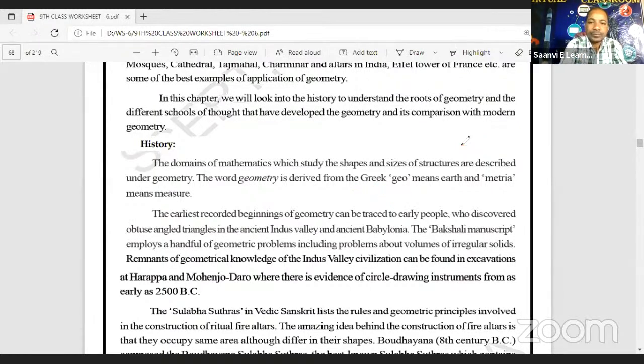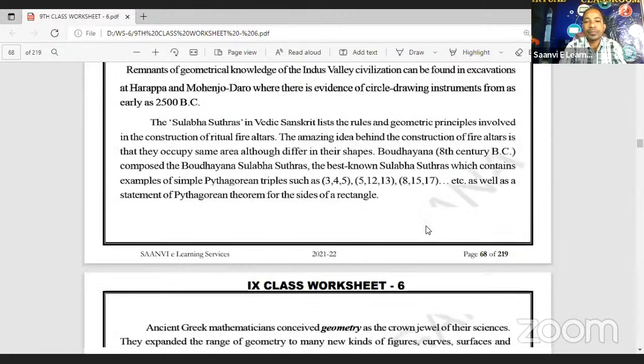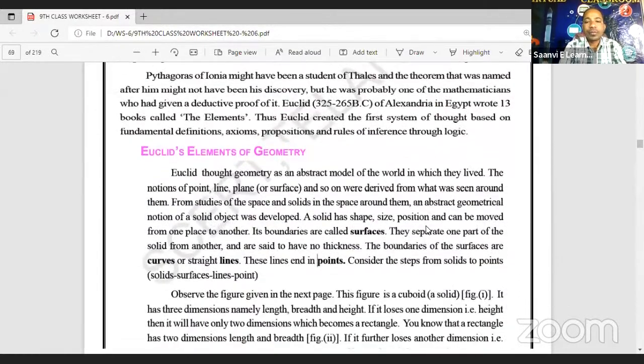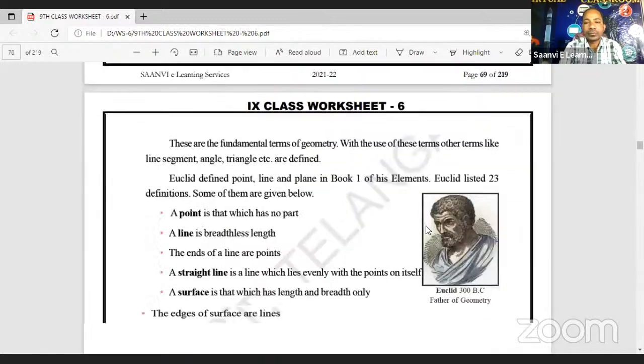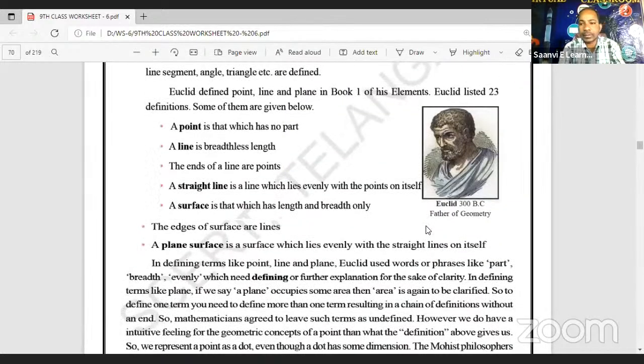So first of all, who introduced the geometry concept? That person we have to know. Here, look at the figures, children. Here a great personality, a great mathematician's photo is given. Observe the photo carefully. Whose photo is it? Sai Shashank.